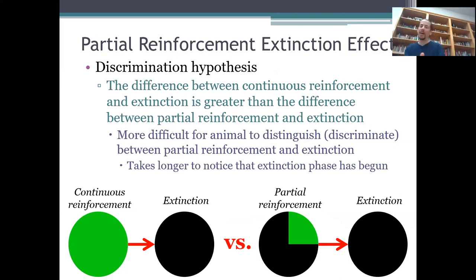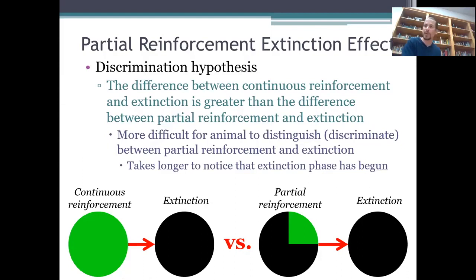Okay, so it's easy to tell that the extinction phase has begun if you're going from every response getting reinforced, like in continuous reinforcement, to no response getting reinforced. Right? So that's the idea here. But it's harder to tell that the extinction phase has begun. It's harder to discriminate acquisition from extinction if you're only going from partial reinforcement to extinction. Because when a partially reinforced behavior stops getting reinforced, then you're not going from getting the reinforcer every time to not getting it at all, right? You're not going from always to never.